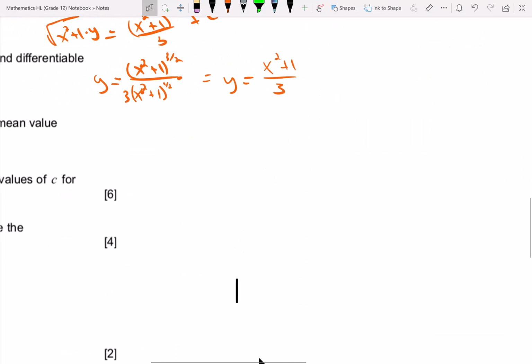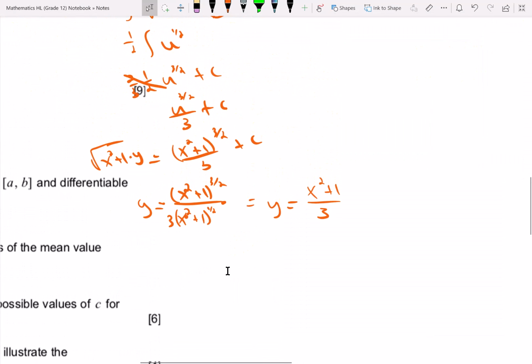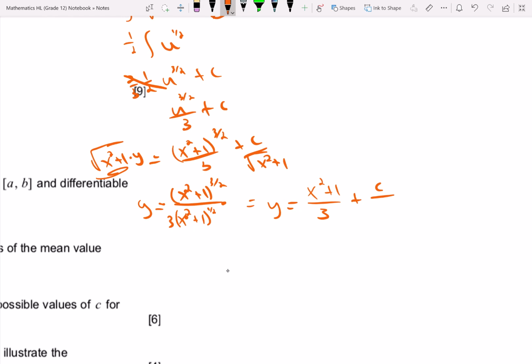Okay, yeah, I see what I did. So there's a plus c here, right? There's this plus c there. So when I divide by this guy, the plus c also has to be divided by that guy. And so this is actually plus c over square root of x squared plus 1.